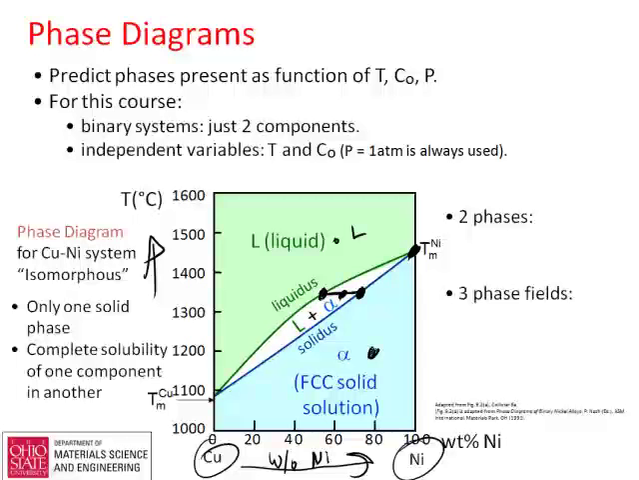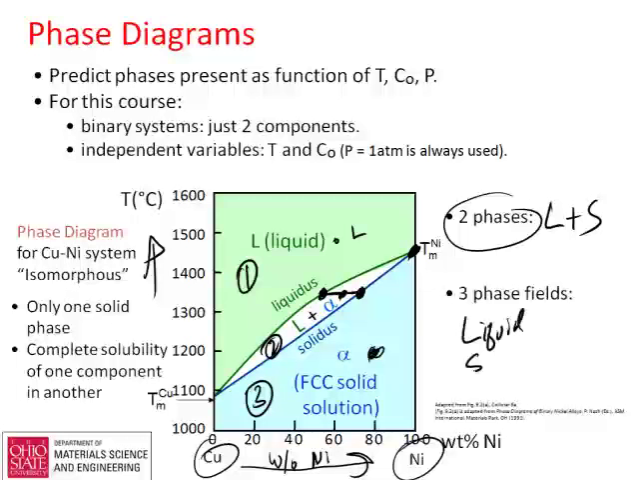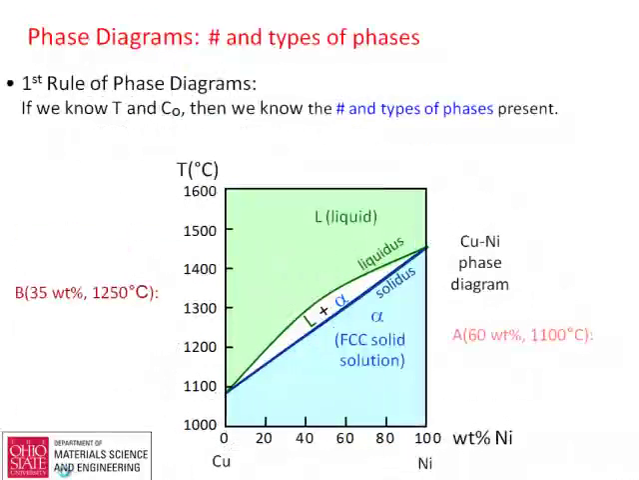And then down here, this would be all solid, and you'd expect in equilibrium it would be just this particular composition, at that temperature, and it's all going to be solid. So what you've got here are 2 phases, liquid and solid, and 3 phase fields: this being 1 phase field, this being the other, that being the third. The 3 phase fields you end up seeing are all liquid, all solid, and liquid plus solid. Okay, hopefully you're with me on that.